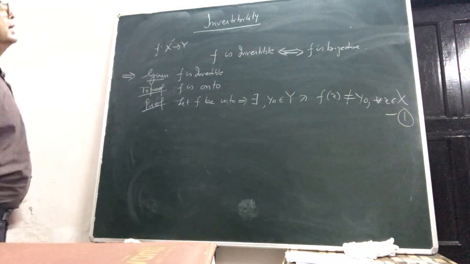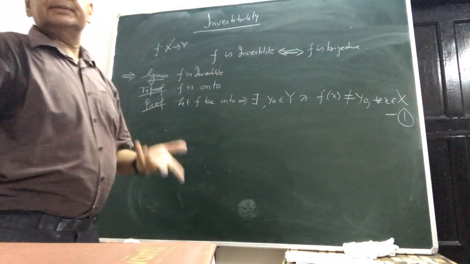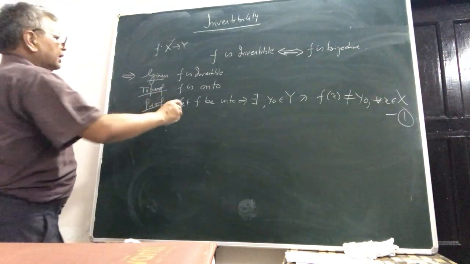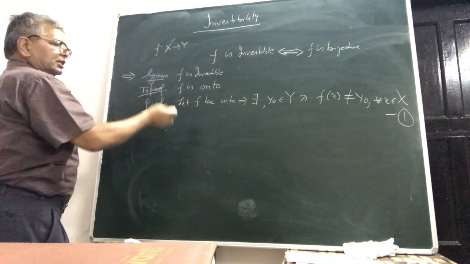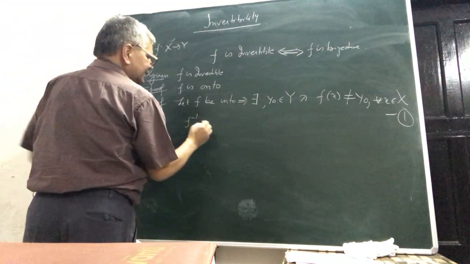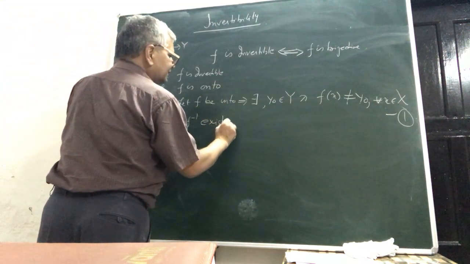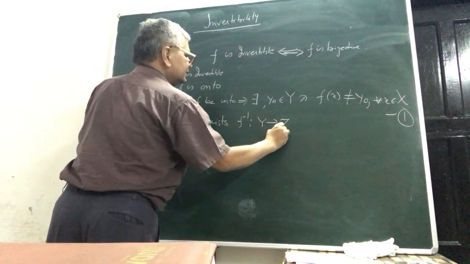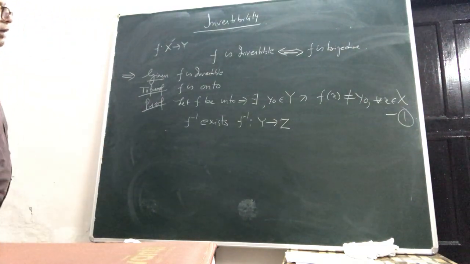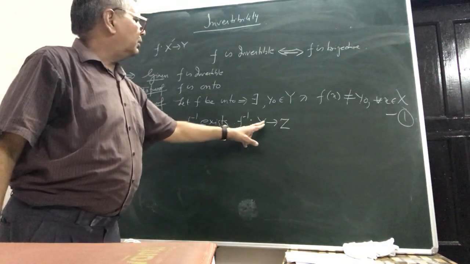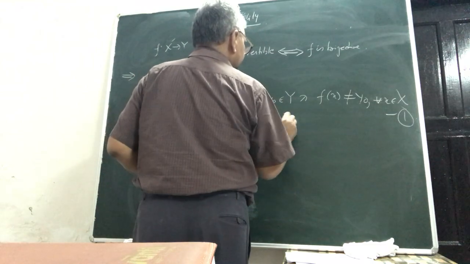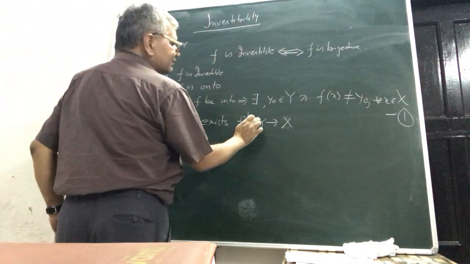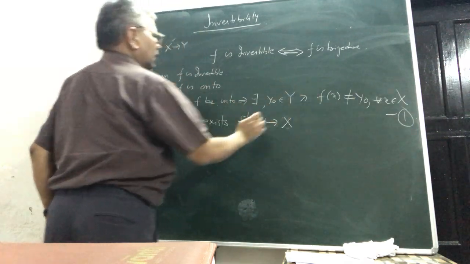Okay. Now we have to reach a contradiction. Now, since f is invertible, f inverse exists, and f inverse will be from where to where? From Y to X. Now, since it is a function from Y to X, this implies what? And y naught is an element of Y.